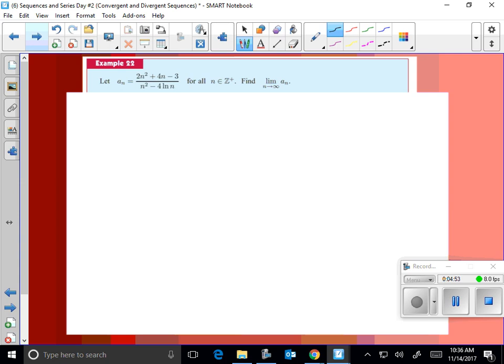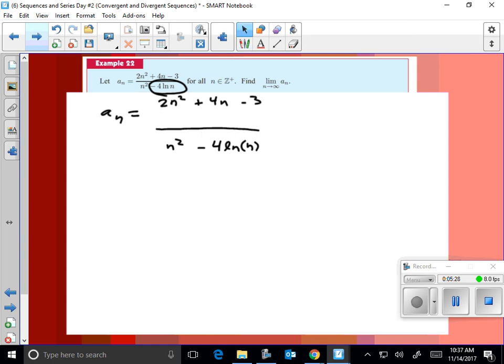I see a power of 2 on the top, power of 2 on the bottom. I would say 2 is probably a pretty good guess, but it's dependent on this. Like, what the heck is that thing going to converge to? I got a problem with that, right? So let me do this real quick. I'm going to take this a_n, our sequence, and multiply the top and the bottom times 1 over n squared. So I'll get 2n squared plus 4n minus 3 over n squared minus 4 natural log of n, and I'm going to divide everything by n squared.